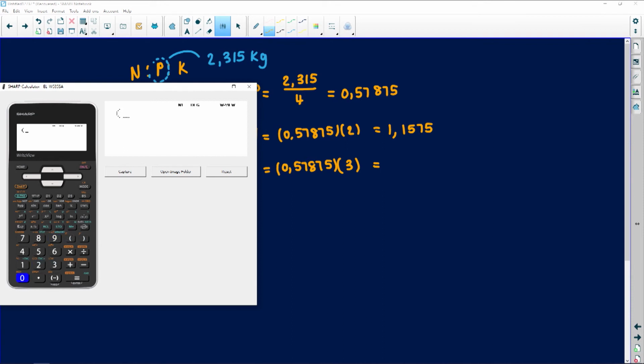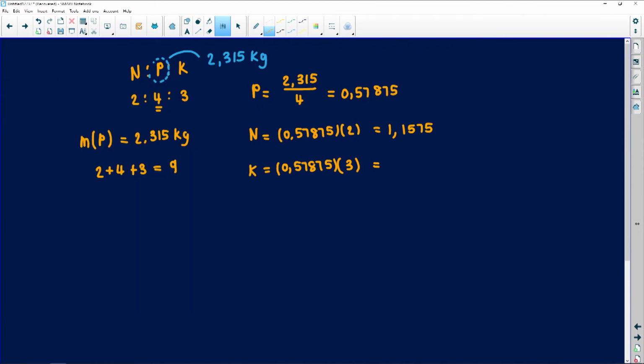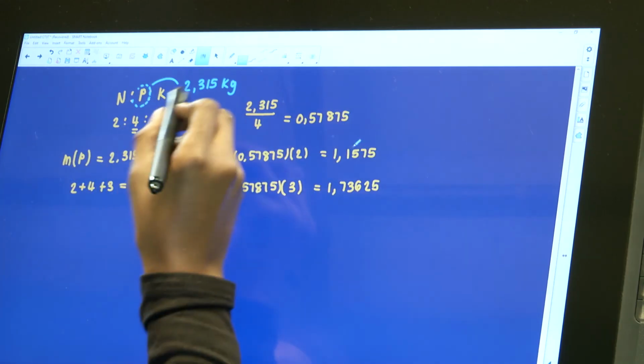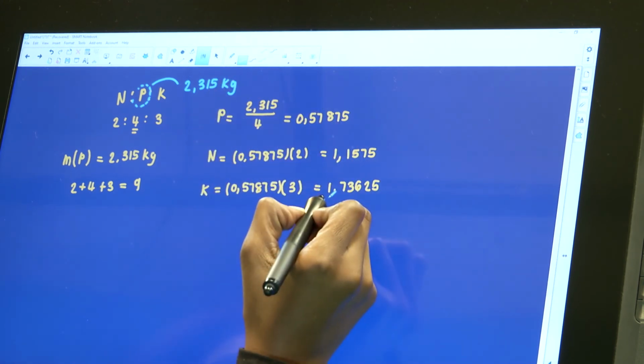I'm just also going to put it in brackets, 0.57875. Let me just see if I wrote that right, 0.57875. And I'm going to multiply that by 3. Let me just go backspace there. There we are. And that is the number that I get. Again, I'm going to write the entire number, not rounding it off. 1.73625. Now that this is what I have for each and every ratio, I've used this one to find all the other ratios for them.